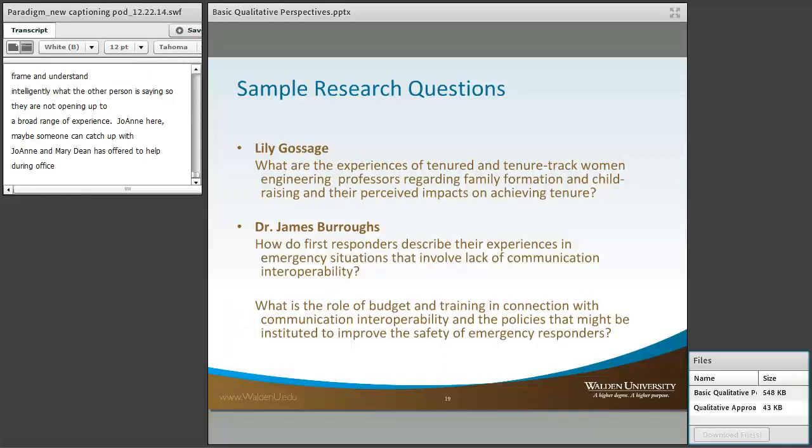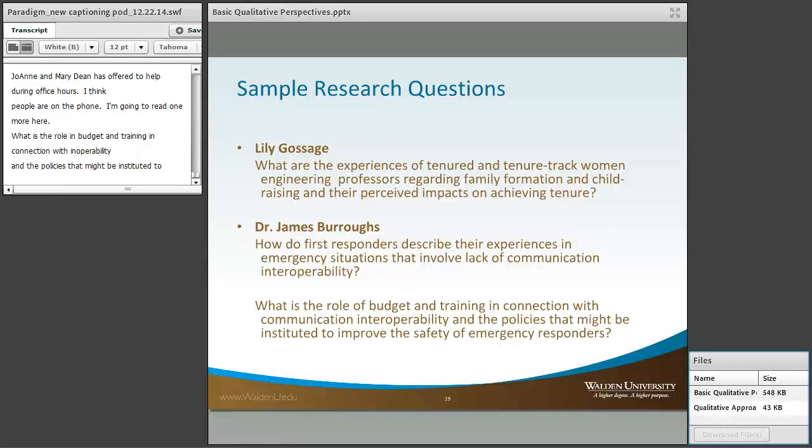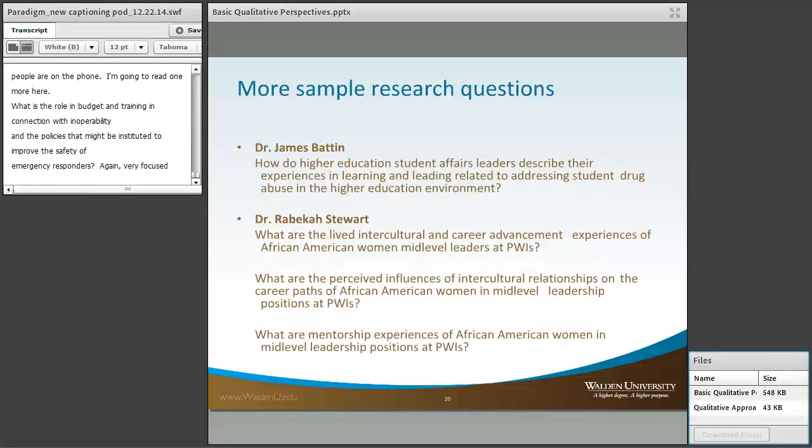I think some people are just on the phone, so I'm going to read one more here. What is the role of budget and training in connection with communication interoperability, and the policies that might be instituted to improve the safety of emergency responders? Again, that's very specific. So again, very focused, very explicit. Under this would be a very explicit research problem.